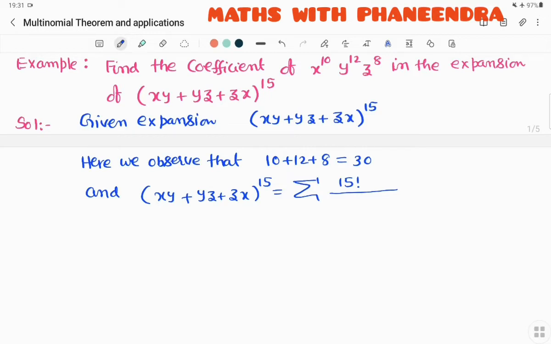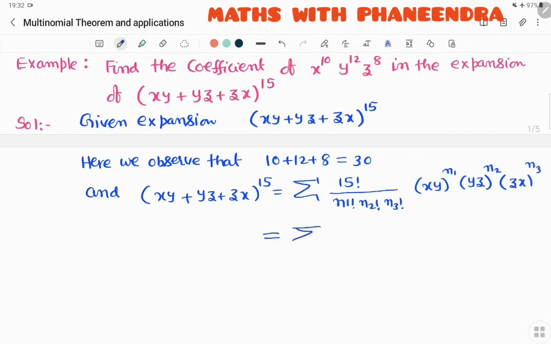So here n is equal to 15 only now, but how we will get it is, n is equal to 15, for what values are suitable, that I am going to see. So n1 factorial, n2 factorial, n3 factorial, we don't know those values. In place of x1, xy is there, (xy) power n1. In place of x2, yz is there, (yz) power n2. In place of x3, zx is there, (zx) power n3.